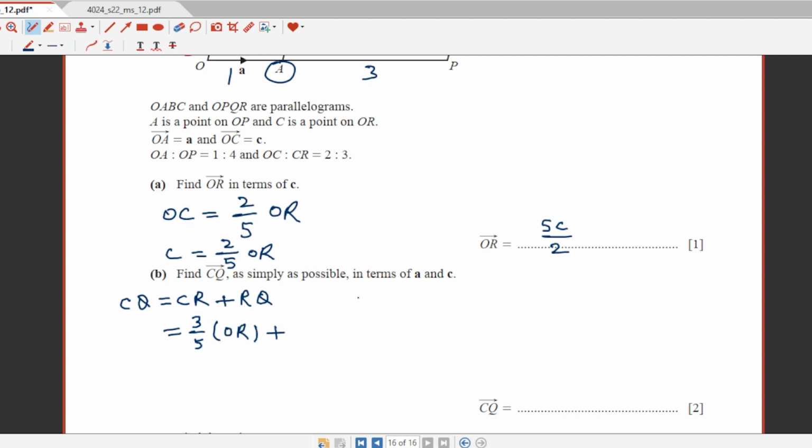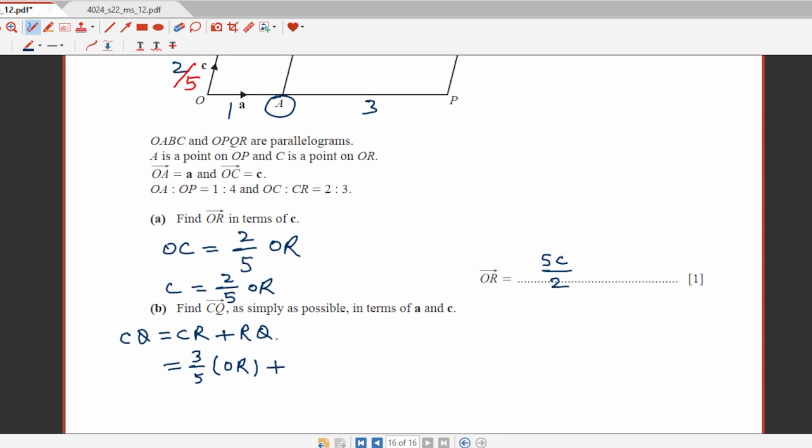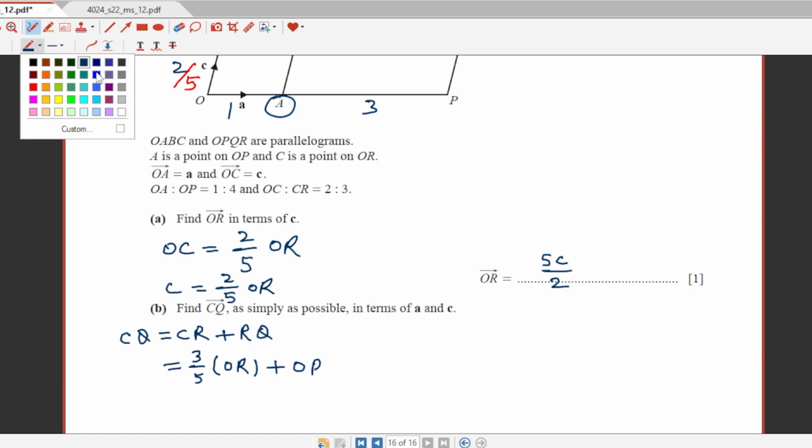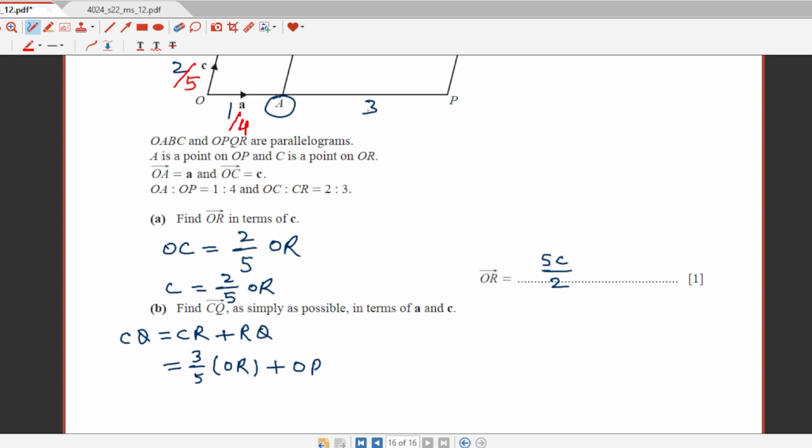And RQ equals OP. OA is 1/4 of OP and AP is 3/4. We can calculate this on the side. OA is 1/4 of OP, or we can say OP is 4 times OA. A is 1/4 of OP and OP is 4A. 4 will be multiplied on the left side. OP equals 4, we can replace this by 4A.